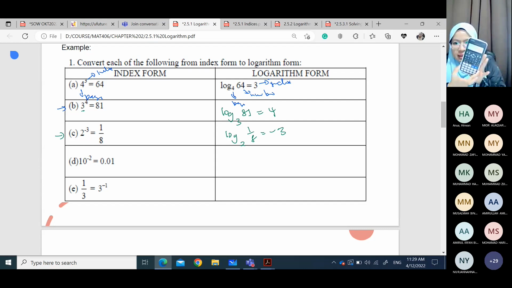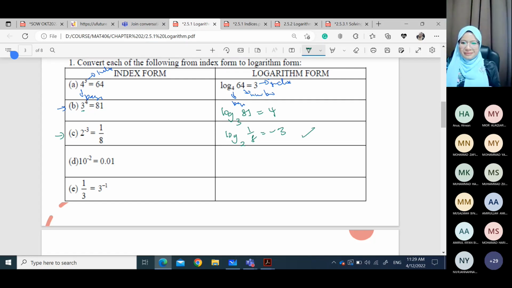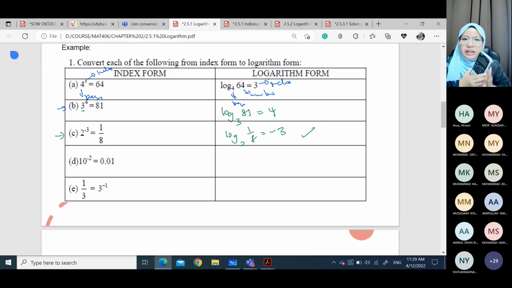Kalau guna yang sama macam saya ya. So dalam bracket tu you letakkan dia punya nilai iaitu 1 over 8. 1 over 8. And then press equal. Then you akan dapat negative 3. Okay. So maknanya betul lah. Okay macam tu. Boleh. Ada soalan?